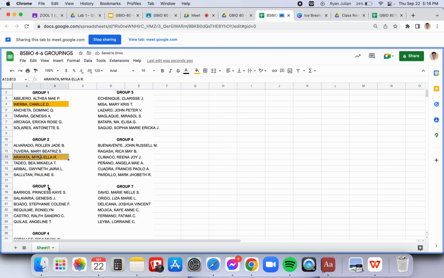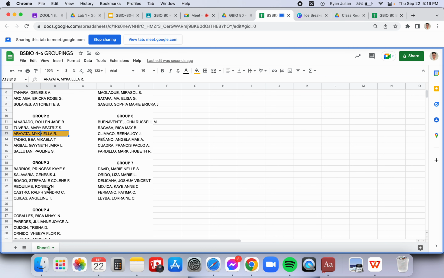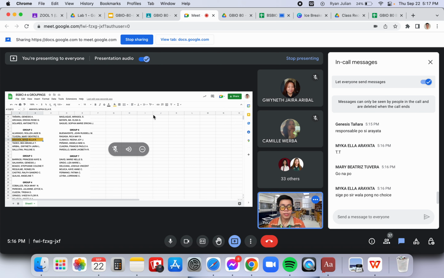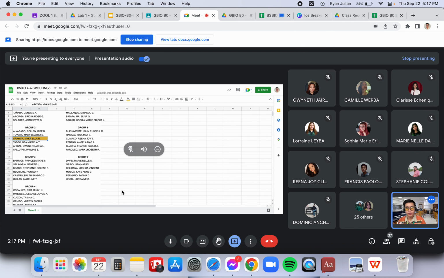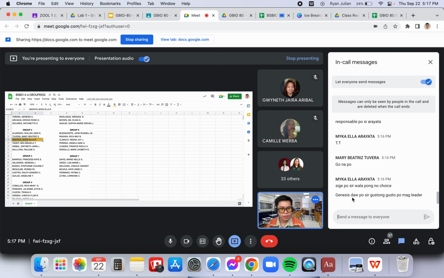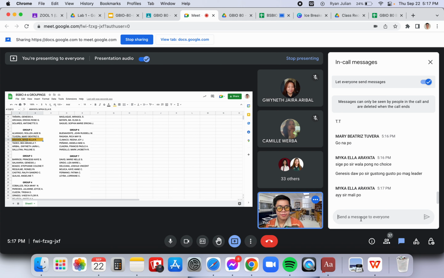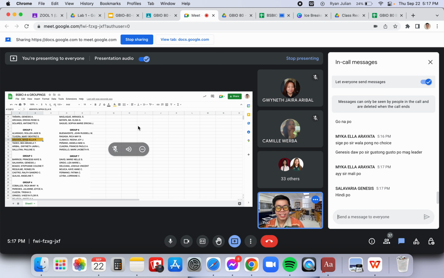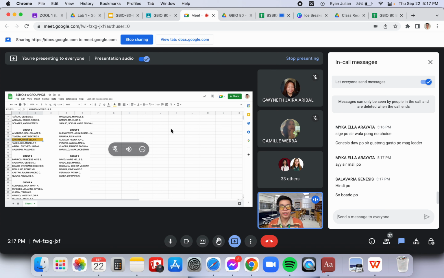Okay, group number 3. Princess, Genesis, Stephanie, Colleen, Ronalyn, Ralph, Sandro, and Angeline. Who is brave enough to volunteer as the leader for group number 3? Oh, sige. Genesis, Salavaria, Jika. Gustong-gusto mo raw maging leader. Who would like? Sige na, class. You've known each other for 4 years. So, I bet na comfortable na kayo with each other. So, whoever you choose as your leader, go na.